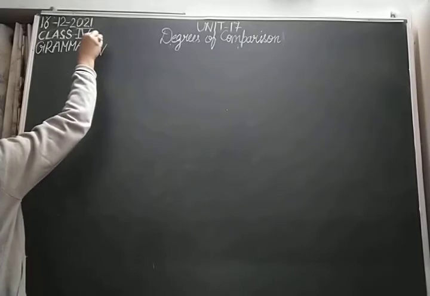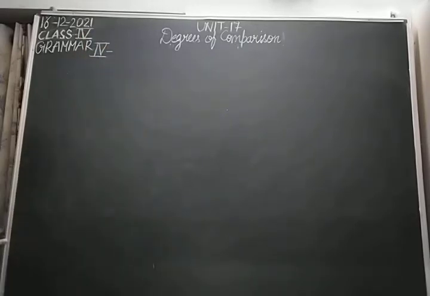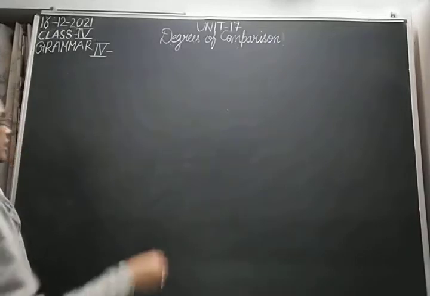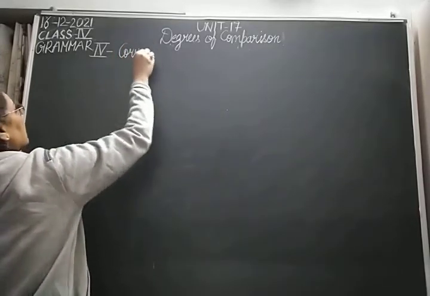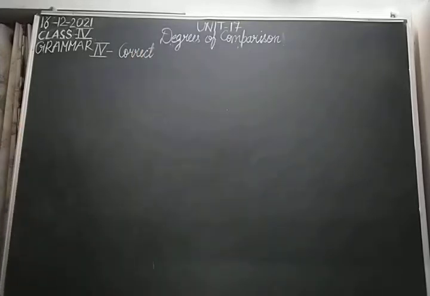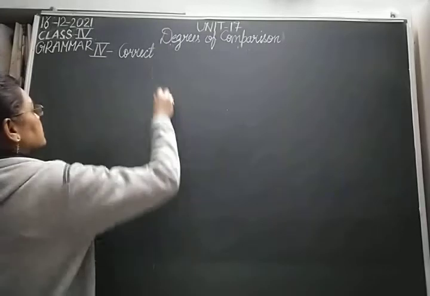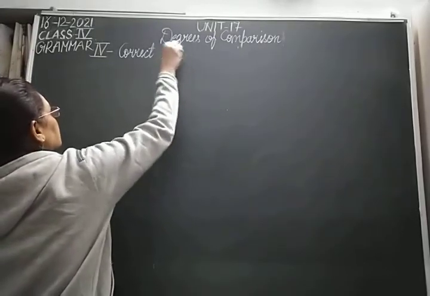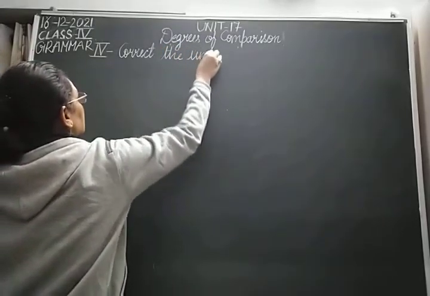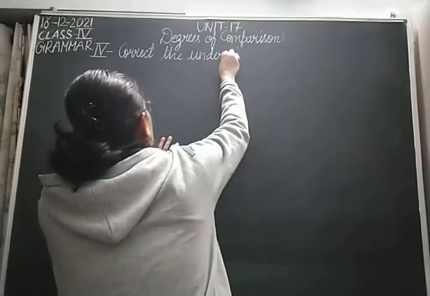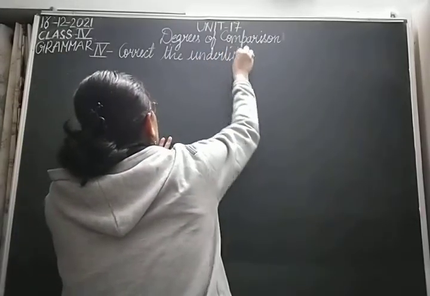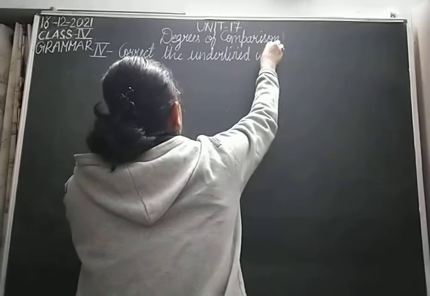Exercise 4 is: correct the underlined words. Children, please take out your notebooks. Give the heading Unit 17, Degrees of Comparison, and give the heading of exercise 4, that is, correct the underlined words.